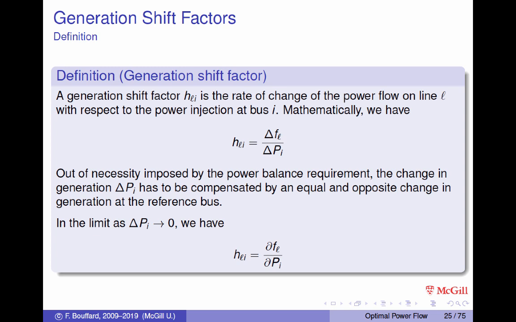And we can argue also that in the limit, as the change in the power injection at node I shrinks to 0, the top equality now turns into a limit, and we have a partial derivative of the flow in line L to the power injection at node I. So really what it tells you is the sensitivity of the flow in line L to the power injection at node I. And we'll see how useful that is.